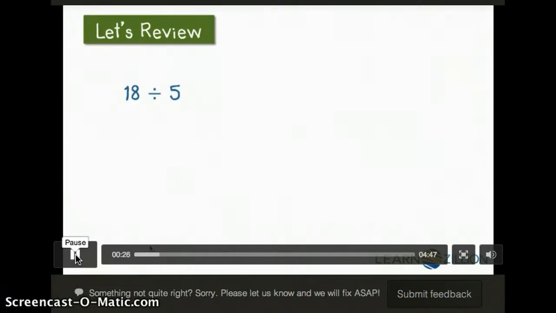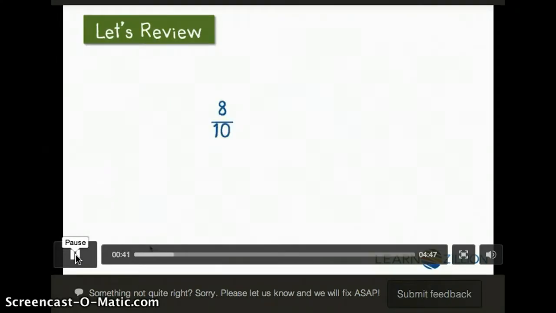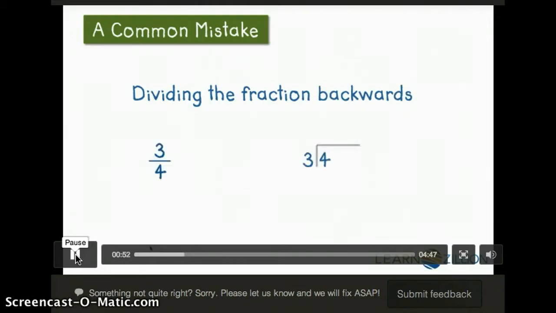If we had long division of 18 divided by 5, 18 is the dividend, 5 is the divisor. And we would continue with this division, adding a decimal and a 0 till we got our final answer of 3 6/10. If we have 8/10 and we want to simplify it, we divide by a common factor of 2 and get 4/5. A common mistake is dividing the fraction backwards. So for 3/4, the 3 should be on the inside, not the outside.